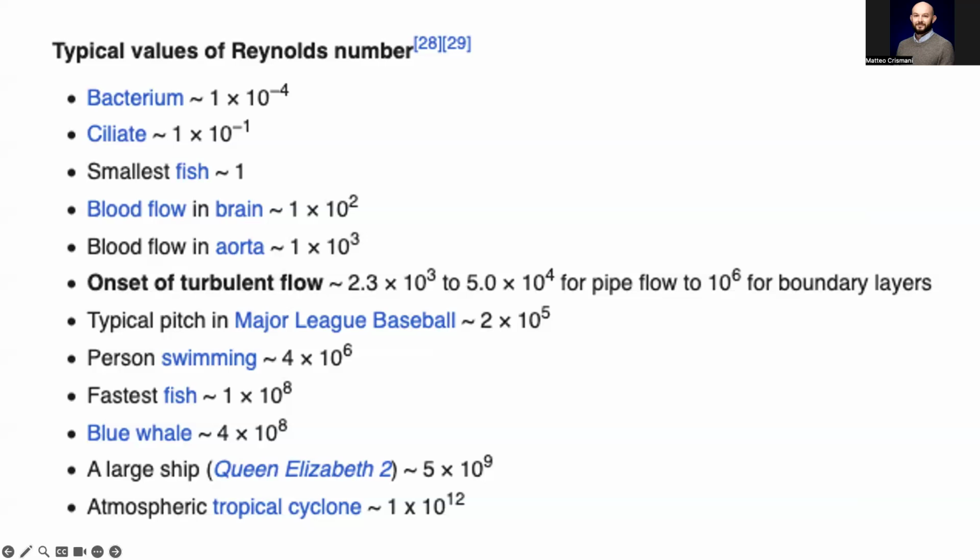And then you have blue whales. You've heard of those before? Okay. What's cool about the blue whale aorta? Swim through it. You can swim through it! That's sick! Okay. Large ships. Turbulent as fuck, boy. Right? Hurricane. Turbulent as fuck, boy. Right? Okay.